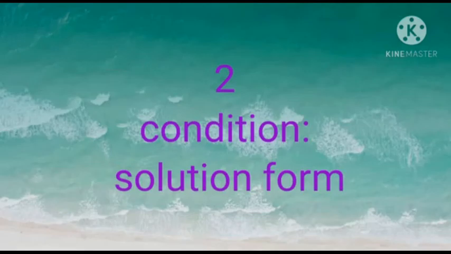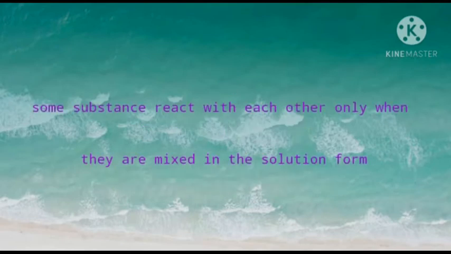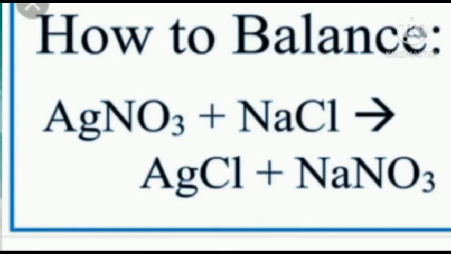Second condition is the solution form. Some substances react with each other only when they are mixed in the solution form. For example, when sodium chloride solution is added to silver nitrate solution, a white precipitate of silver chloride and a soluble sodium nitrate are formed. If solid sodium chloride and silver nitrate are mixed together, no change takes place. So the solution form is important for some chemical reactions.